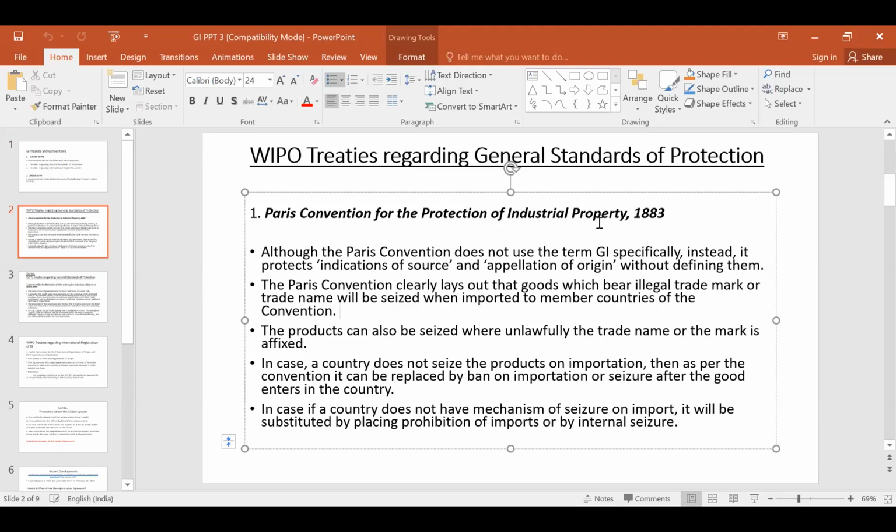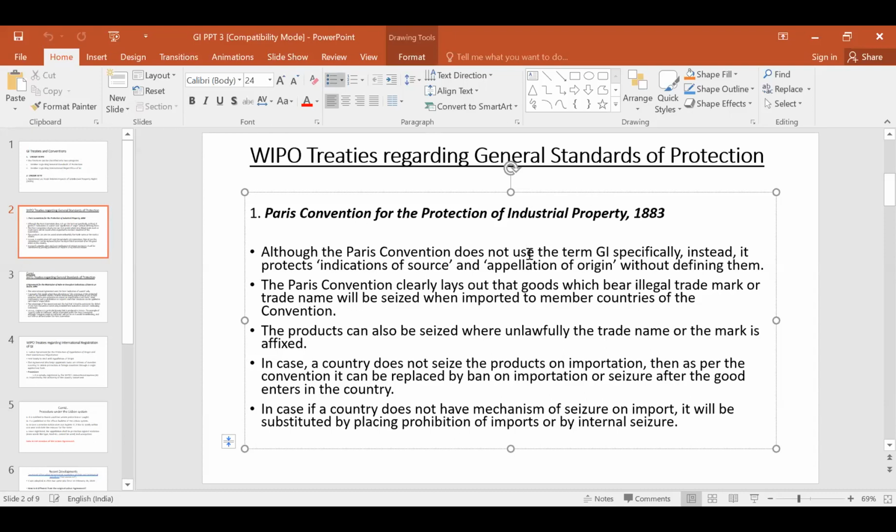I have already told you in the class earlier that before the TRIPS agreement, IPR was classified into two categories. One is industrial property and the second was copyright and related rights. So IPRs which were not part of copyright and related rights came under the concept of industrial property. And the Paris Convention of 1883 deals with all kinds of industrial property, including patent, trademark, GIs, etc.